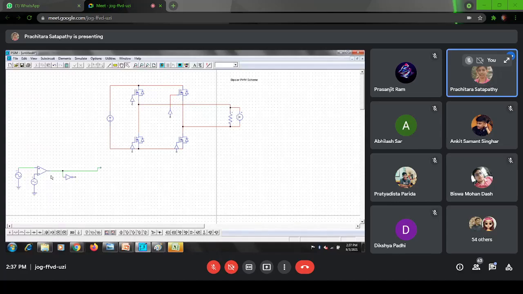This output is only the comparator output. This is the output after the NOT gate. This output will be given to which switches? This first one, S1, S2. And the output after the NOT gate will be given to these other two switches.